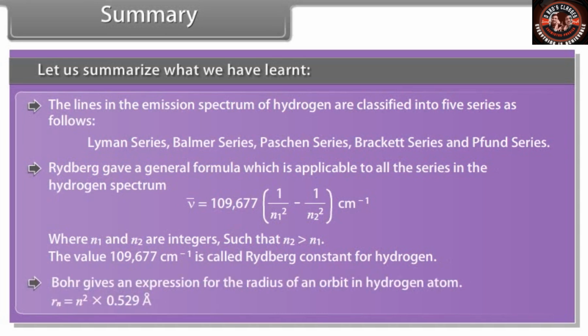Bohr gives an expression for the radius of an orbit in hydrogen atom. Rn is equal to n² × 0.529 angstrom.